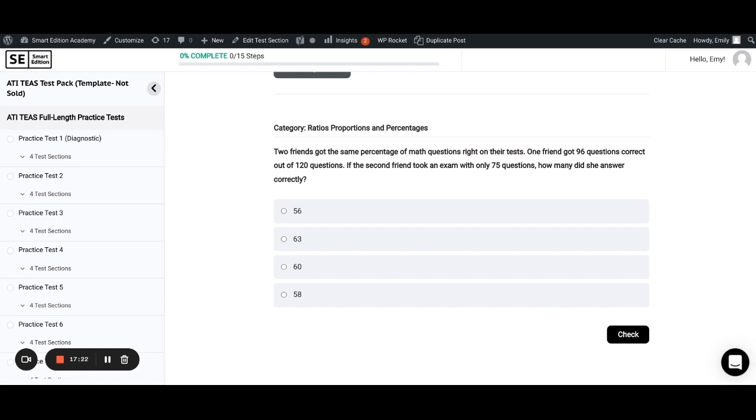Two friends got the same percentage of math questions right on their tests. One friend got 96 questions correct out of 120 questions. If the second friend took an exam with only 75 questions, how many did she answer correctly?